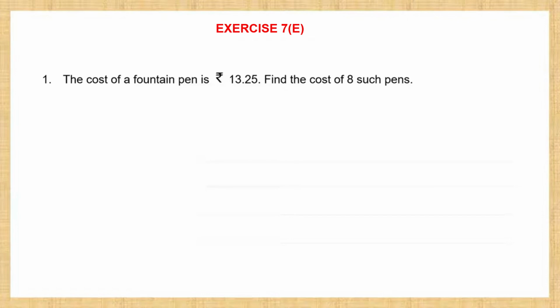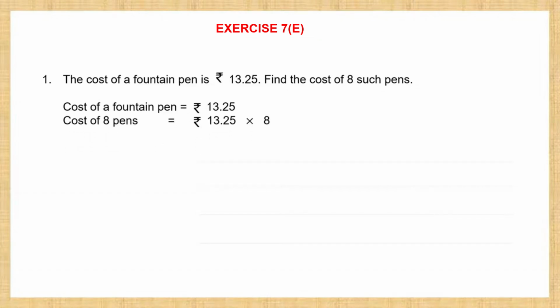So let's start our statements. Cost of a fountain pen is rupees 13.25. Cost of 8 will be 13.25 into 8. So let's start our multiplication. Now whenever we do multiplication of decimal numbers, we ignore the point first and then multiply like we do regular multiplication. So let me ignore the point and write this. It becomes 1325. Now let's multiply it by 8.